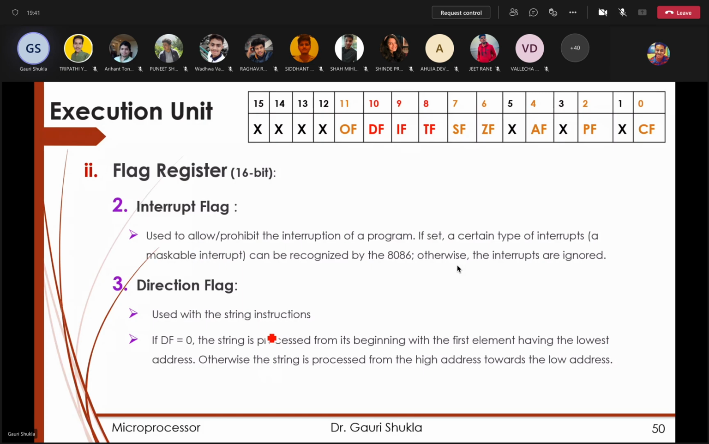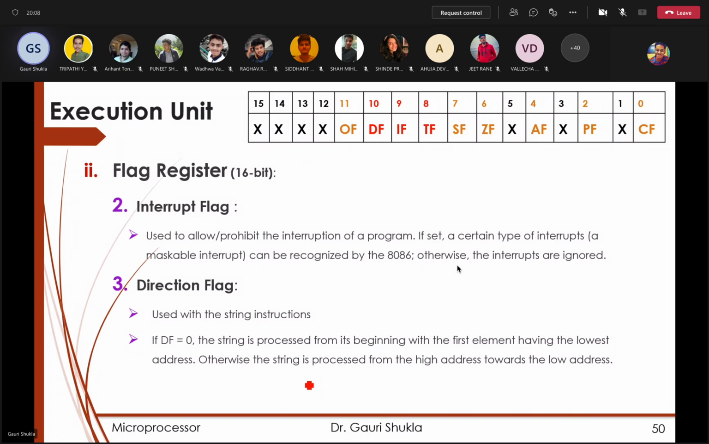next element. Even if you are processing an array in some other programming language, you are doing it from the lowest to highest, isn't it? That is the usual way of doing it. But if I want to do it in the opposite manner, then I have to set this direction flag as 1. If it is 1, then the string is processed from higher address to the lower address. It is not the content of the memory, it is the address of the memory.